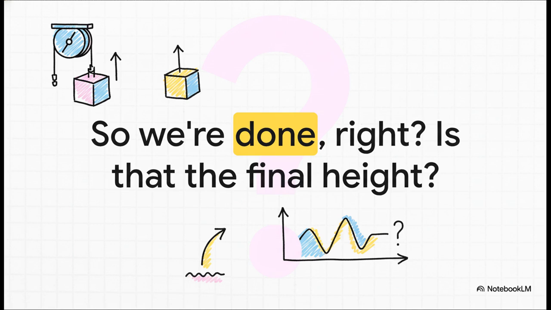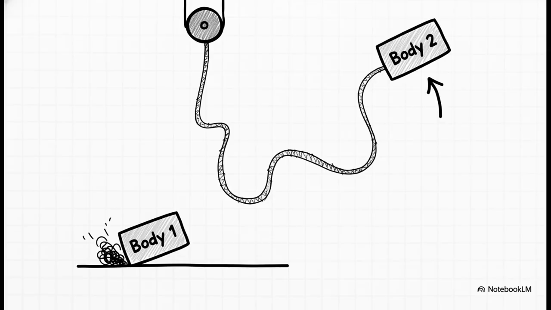We know its velocity. You might be thinking, great, we're done, but are we really? Is that the maximum height? Not even close. And this is the part of the problem that's so cool. The second body 1 smacks into the ground, what happens to the rope? It goes completely slack. All that tension just vanishes.